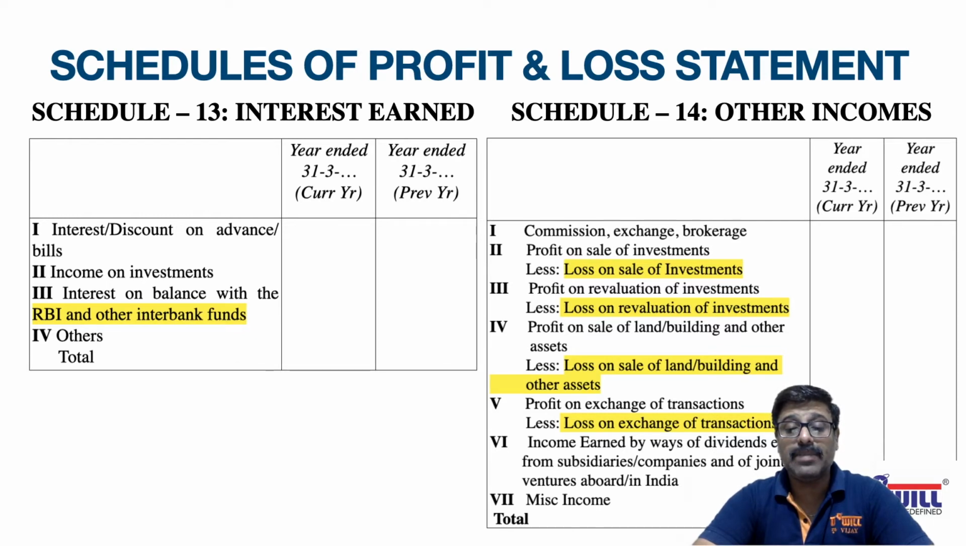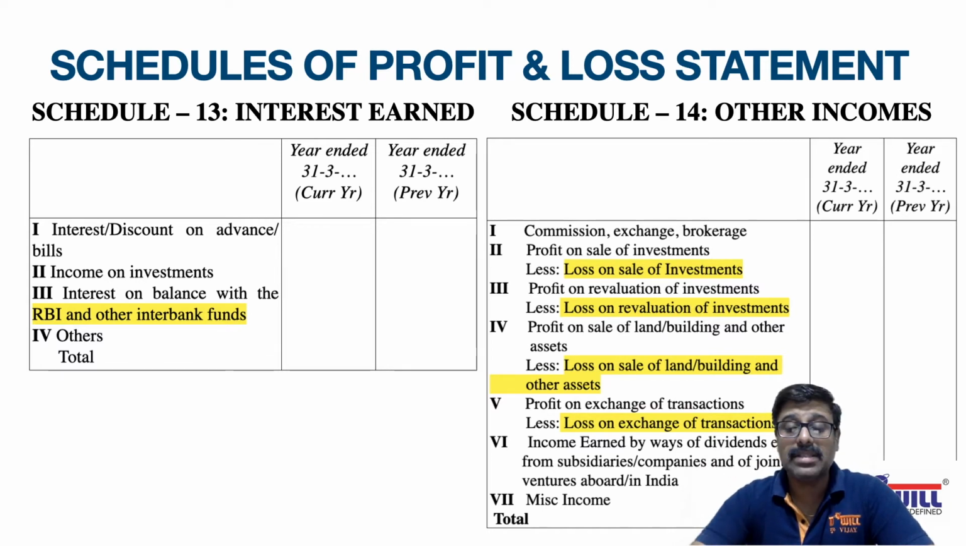loss on sale of investment. Now, all the losses I have highlighted because normally in company final account, we used to show the losses in other expenses, means in expenses. But in case of bank, loss will not be shown in expenses, it will be subtracted in respective income itself. Means you will show it as negative amount in other incomes itself. So keep this in mind.